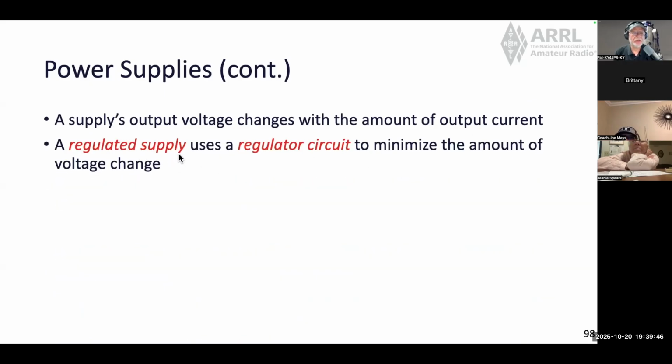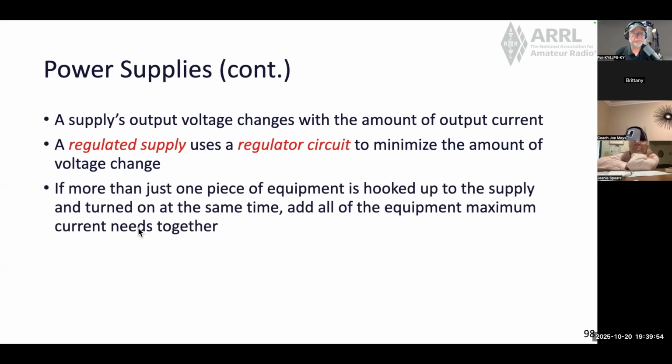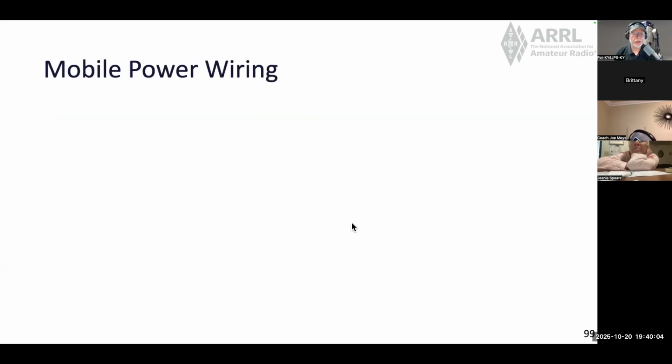A regulated power supply uses a regulator circuit to minimize the amount of voltage change. So you want a regulated supply. If more than one piece of equipment is hooked up to the supply and turned on at the same time, add all the equipment maximum current needs together.